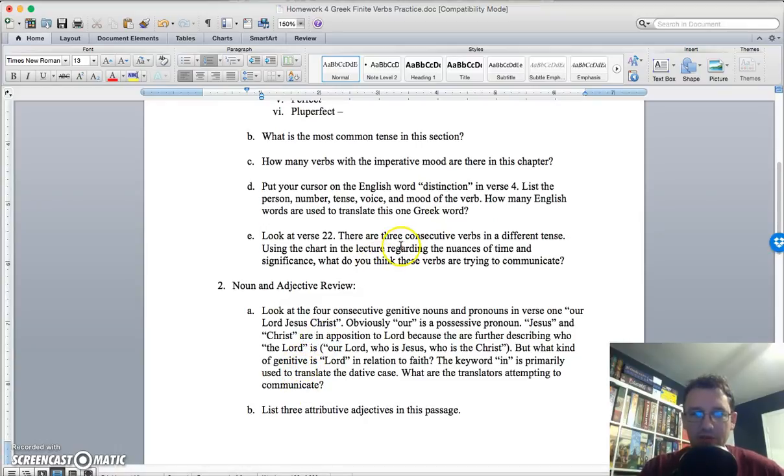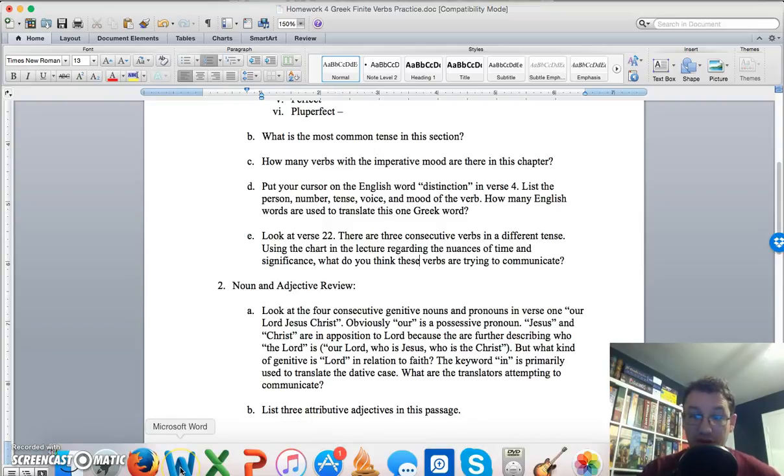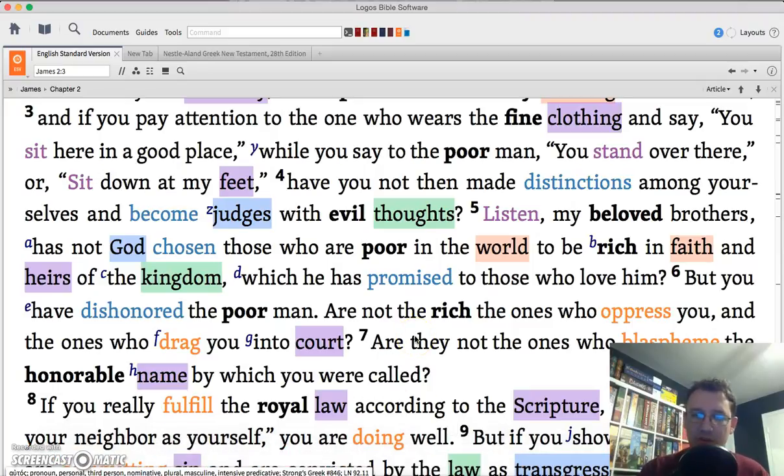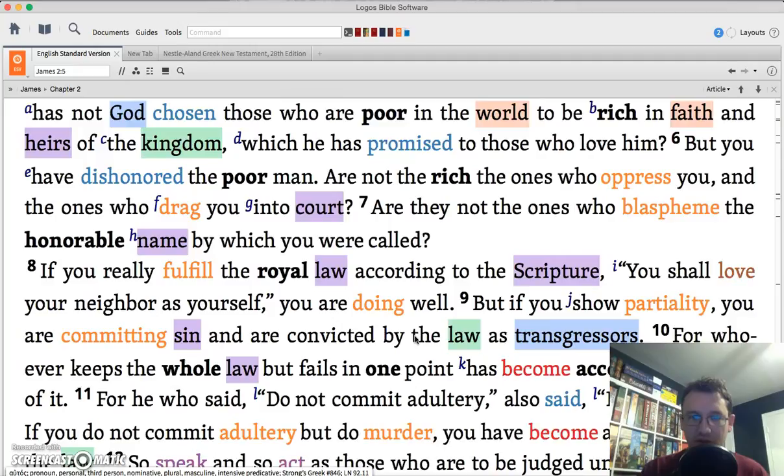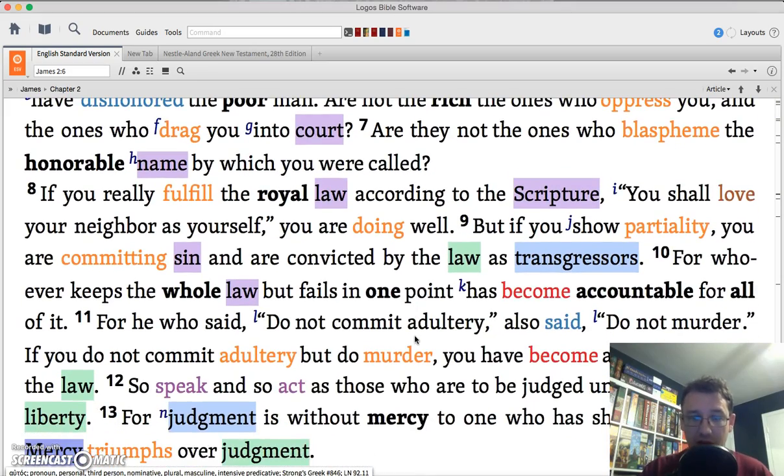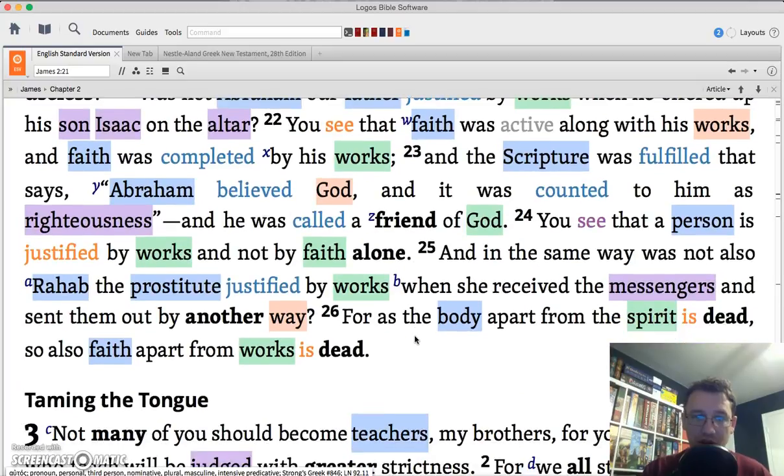All right, and this was just a fascinating little thing that I came upon in my study of the book of James that I am now transferring on to you for further speculation and thought. As you look at verse 22, there are 3 consecutive verbs, and they are all in different tenses. So using the chart in the lecture regarding the nuances of time and significance, what do you think these verbs are trying to communicate? Now, this is a fairly high level of thinking, that's why it's the last question that I included, and I didn't expect you to necessarily nail this, though some of you definitely had some good explanations of what you think you see going on here.